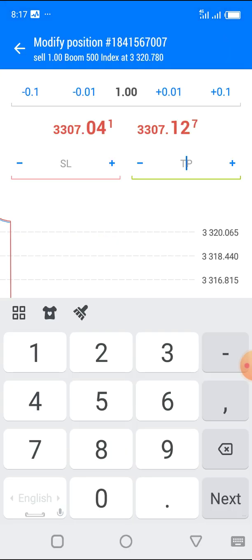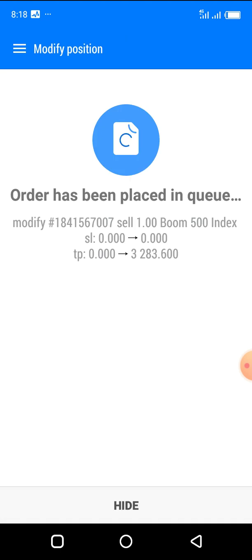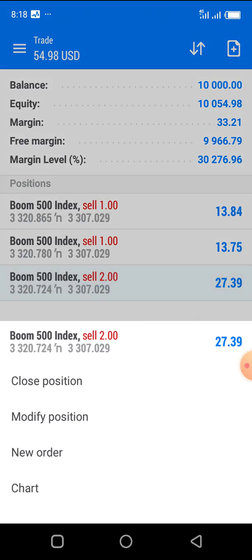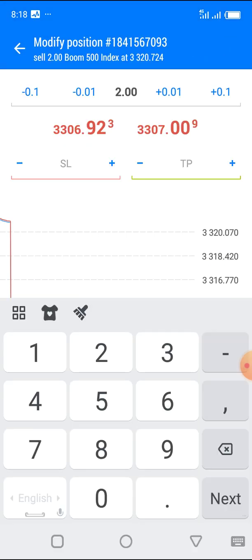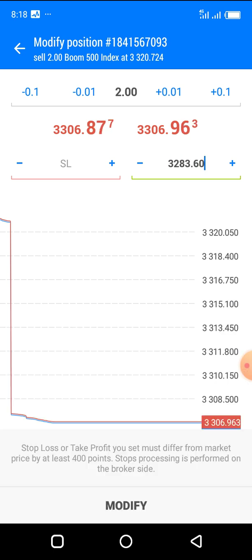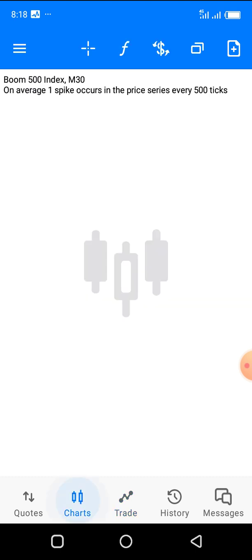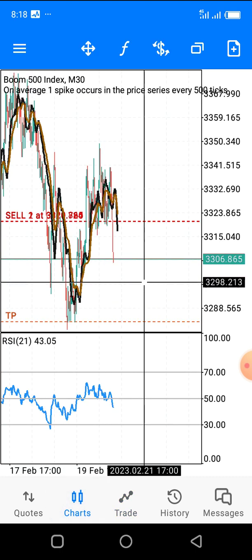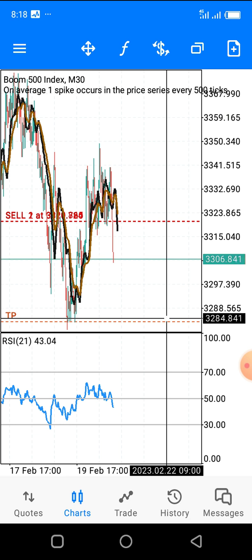Again, modify position. 32.83.60. Modify position again. 32.83.60. Now, as you can see, I've set my take profit, so the market is definitely coming here to eat it.